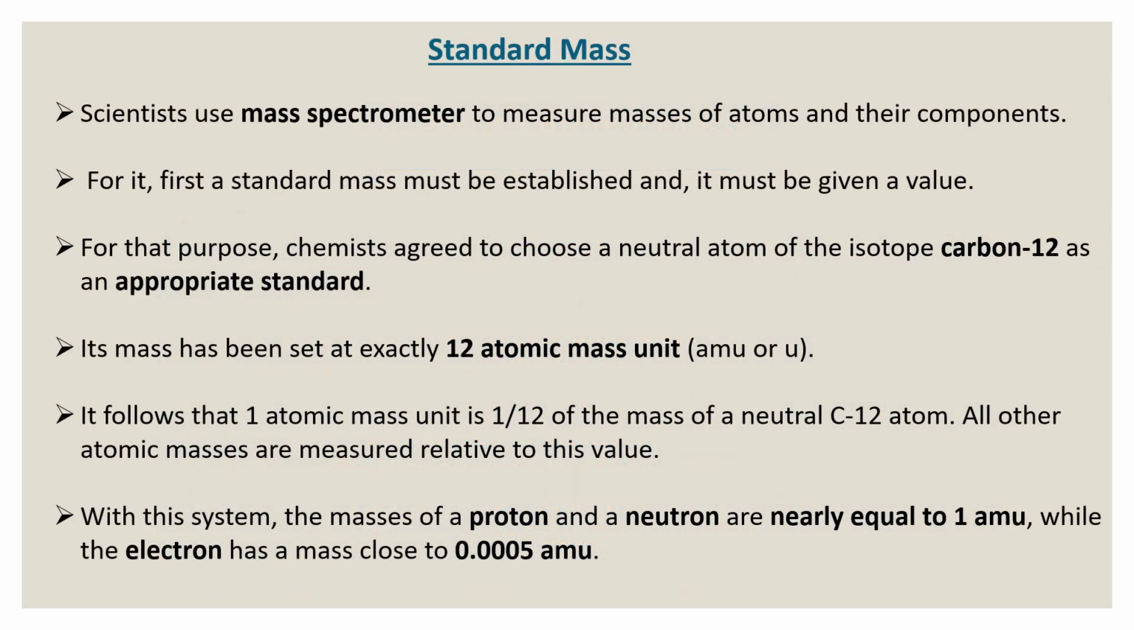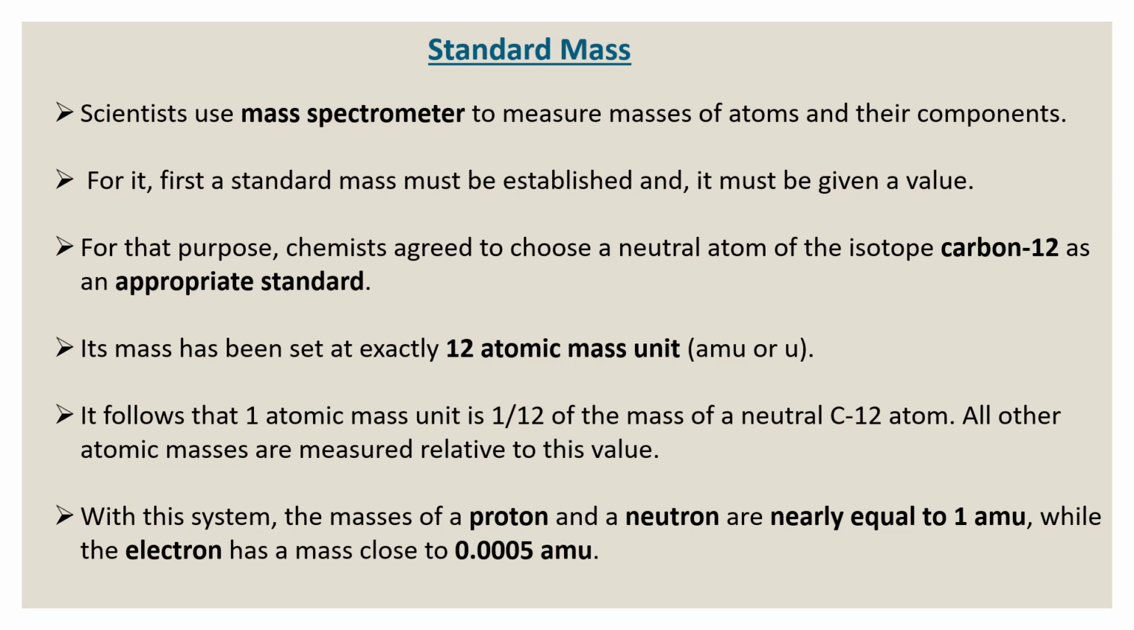Standard mass. Scientists use a mass spectrometer to measure masses of atoms and their components. For it, first a standard mass must be established and it must be given a value. For that purpose, chemists agree to choose a neutral atom of the isotope carbon-12 as an appropriate standard. Its mass has been set at exactly 12 atomic mass units, in short AMU or u. It follows that one atomic mass unit is 1/12 of the mass of a neutral C-12 atom. All other atomic masses are measured relative to this value.